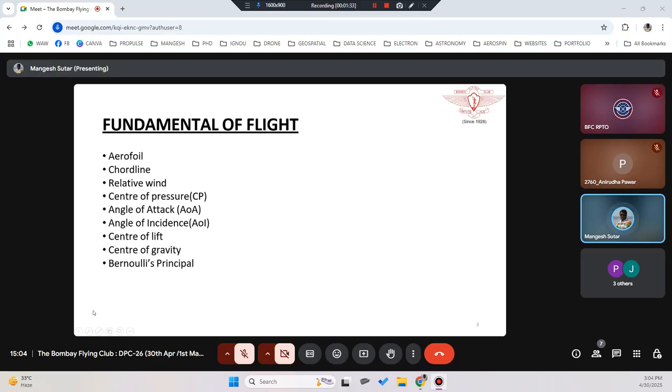Okay, so fundamentals of flight: airfoil, chord line, relative wind, center of pressure, angle of attack, angle of incidence, center of lift, center of gravity, and Bernoulli's principle. These are the important points we need to understand to know how flight takes place. So let's see one by one what these topics are and the definitions of these points.